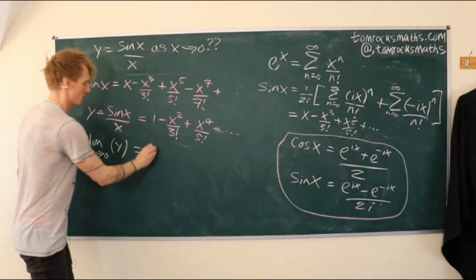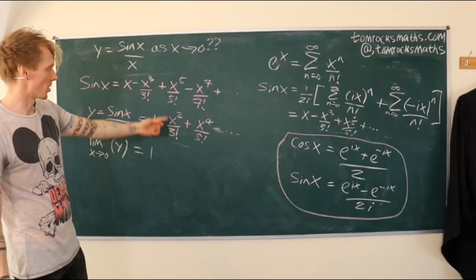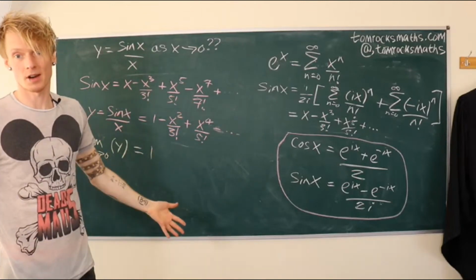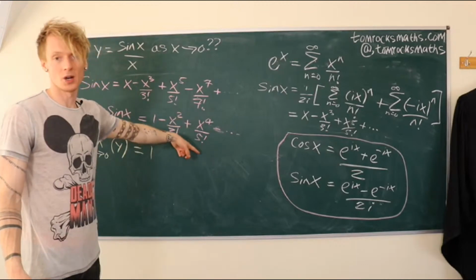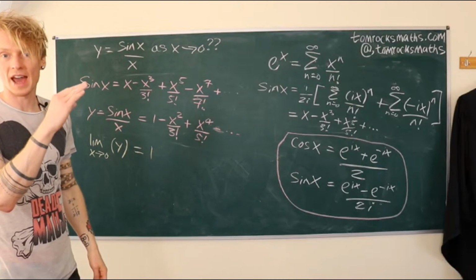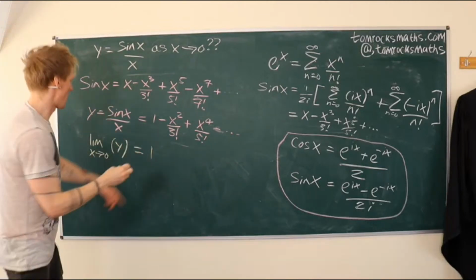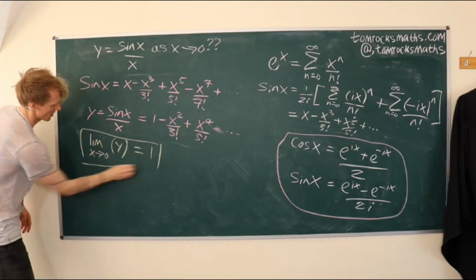So 1 stays as 1. This term now goes to 0 because it's 0 divided by 6. So it's 0. This term is 0 divided by 120. It's 0. All the other terms have a positive power of x in them, so they all go to 0. So your answer is just 1.